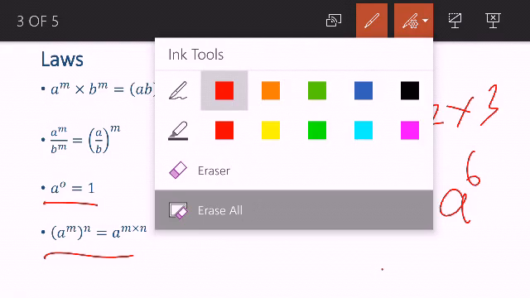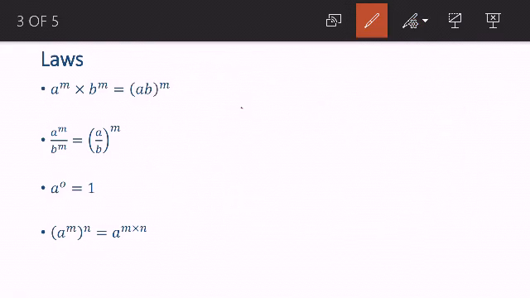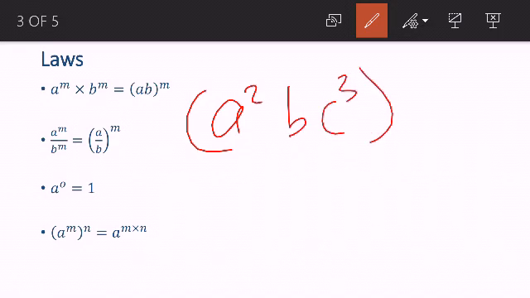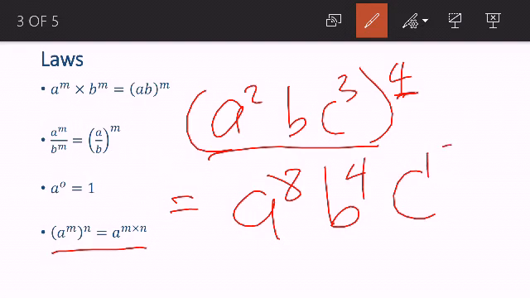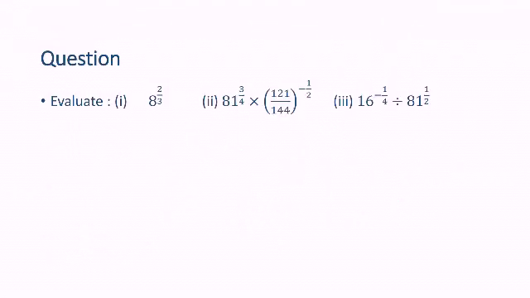Okay, I can have something a little bit more complex. Let's say a squared b then c cubed, all raised to the power 4. Now it means that this 4, remember common power, they all have the same common power, which is raised to the power 4. And according to this product of power law, the 4 can multiply all the powers. So this should be a raised to the power 8, b raised to the power 4, then c raised to the power 12. That means 2 times 4 is 8, 1 times 4 is 4, then 3 times 4 gives us 12.